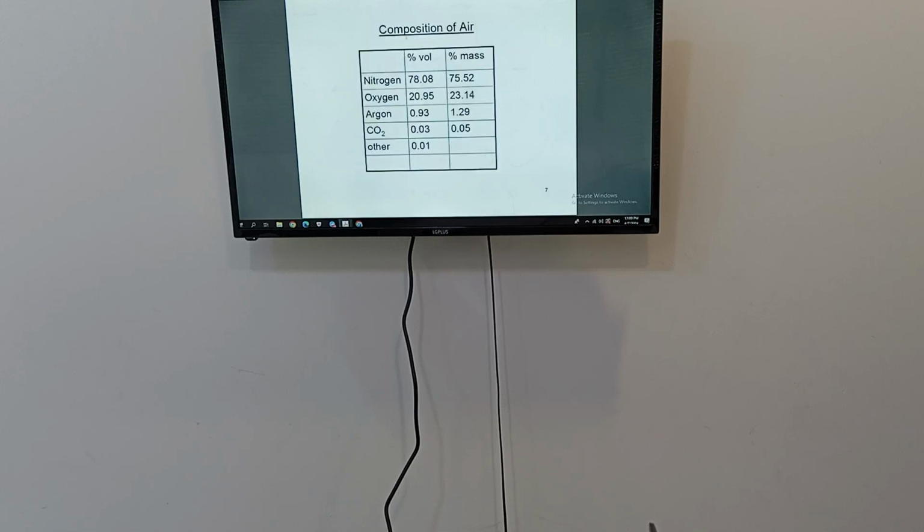The composition of air in general: nitrogen takes the larger portion in volume and in mass. After it comes oxygen, argon, carbon dioxide, and a mixture of other gases only takes 0.01% of the entire composition of air.